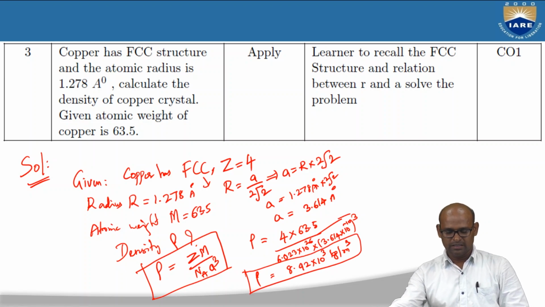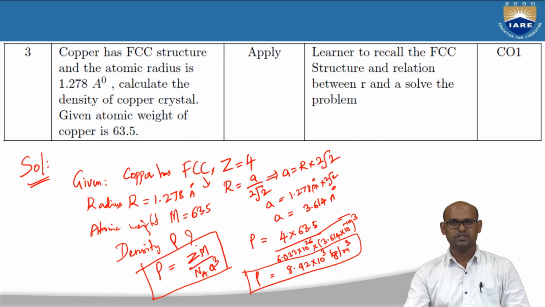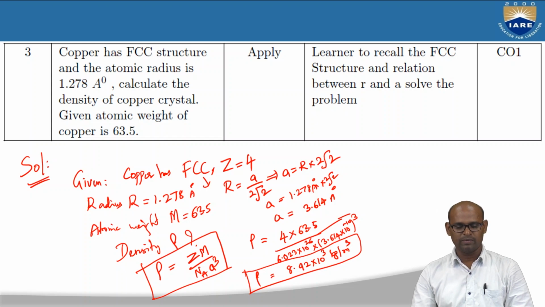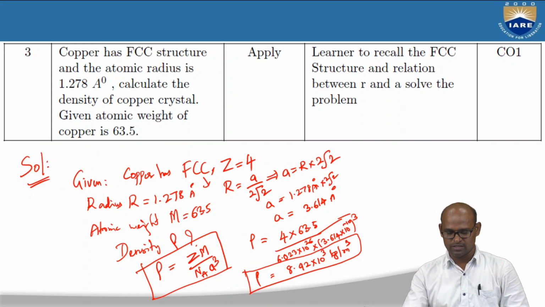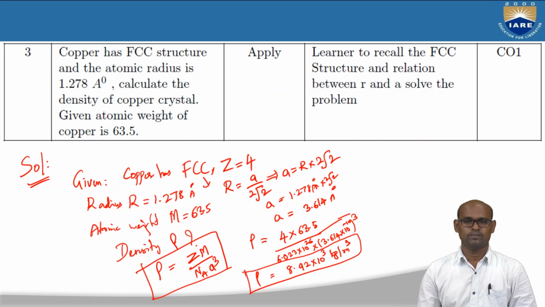So, we have calculated here the density of the copper which has FCC structure with the given parameters of atomic radius and atomic weight. Okay. So, we find out that the density of this copper which has FCC structure is 8.92 into 10 cube kg per meter cube. Okay. So, let us go to the next problem.